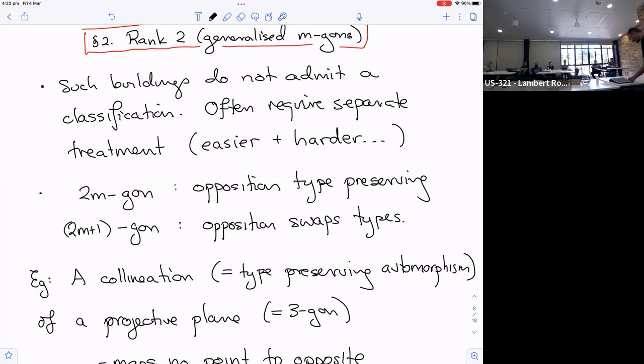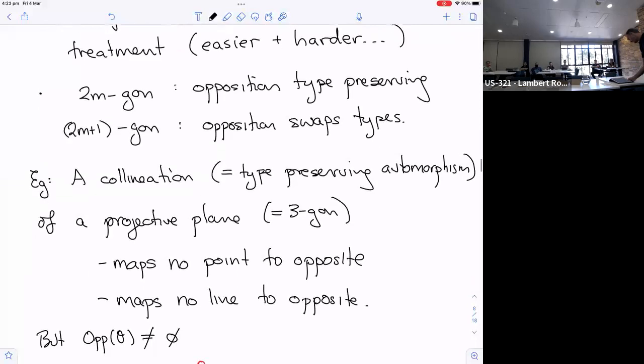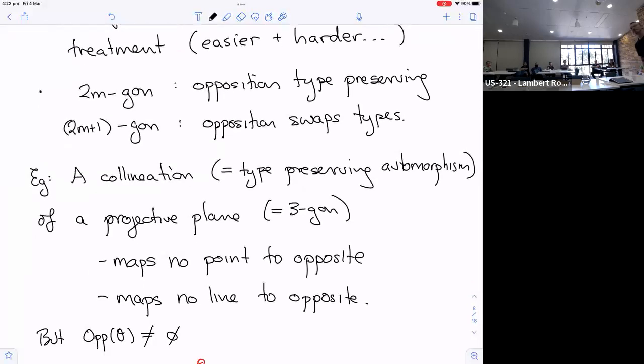So I just want to make a comment here just to illustrate some of that, to get your head around it a bit. A delineation just means a type-preserving automorphism of the projective plane. So now we're insisting on mapping points to points and lines to lines. This can't map any point to an opposite, because things that are opposite to points are lines, and you're mapping points to points, so you're stuffed. And it also can't map any line to an opposite. But it seems to contradict Abramenko-Brown, because something's meant to get mapped to an opposite.